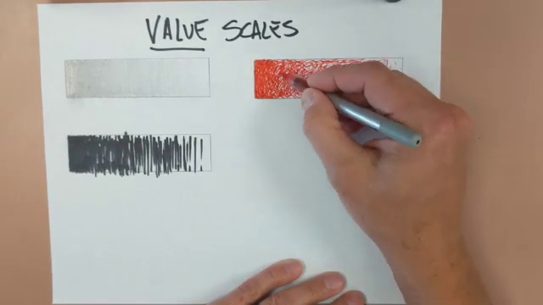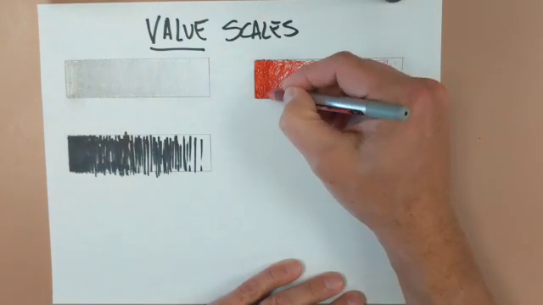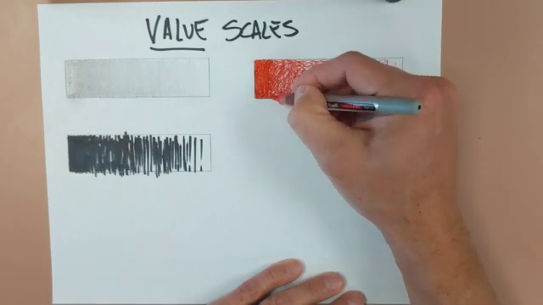And that is my value scale there. And I'm going to make this side real dark. Like so.